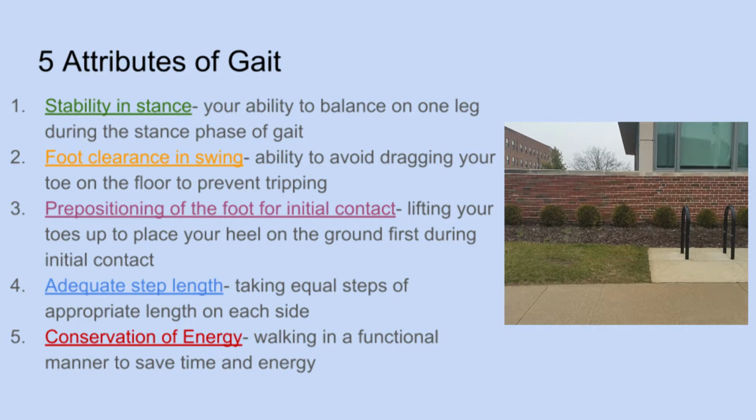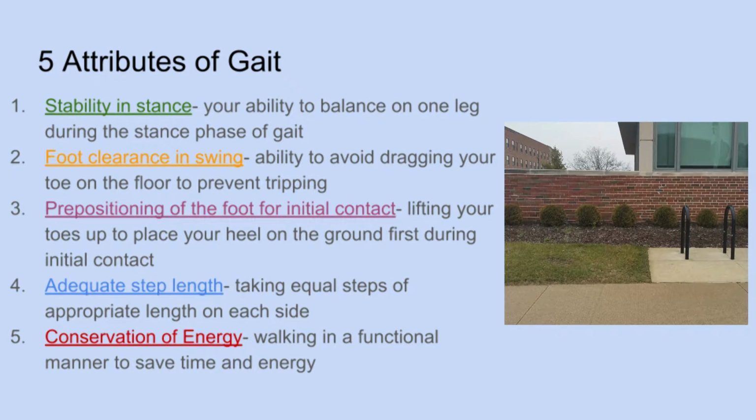The second is foot clearance and swing, and this is the ability to avoid dragging your toe on the floor to prevent tripping during swing. The third is prepositioning of the foot for initial contact, lifting your toes up to place your heel on the ground first during initial contact. 4 is adequate step length, and this just means taking equal steps of appropriate length on each side. 5 is conservation of energy. This is walking in a functional manner to save time and energy.